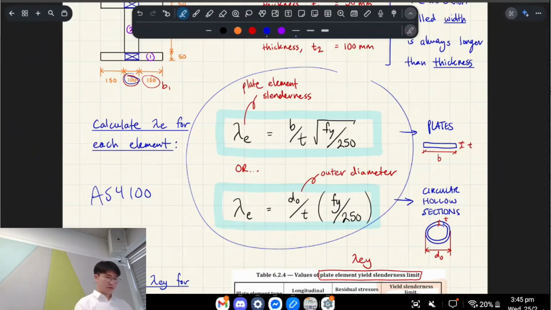AS4100. This is the steel standards, the latest one, 2020. Farhan helped me print this out. Chapter 6 is axial compression. So if you want to look through the formulas that I'm talking about, just pass it around, share it, be nice.